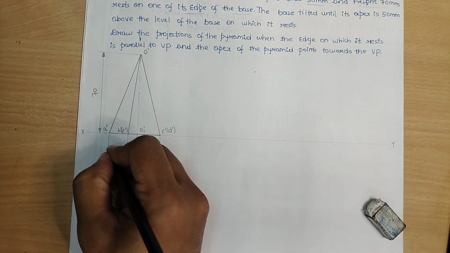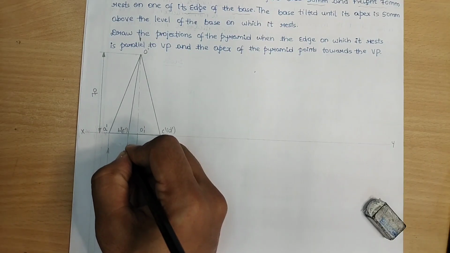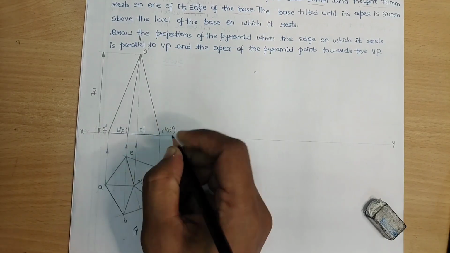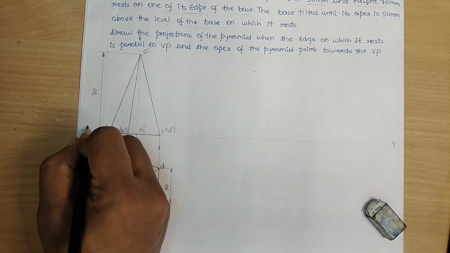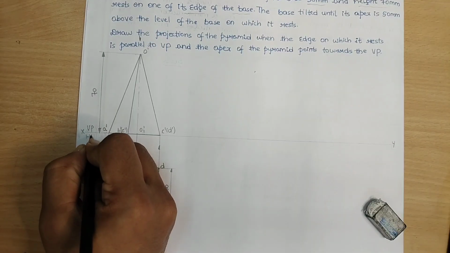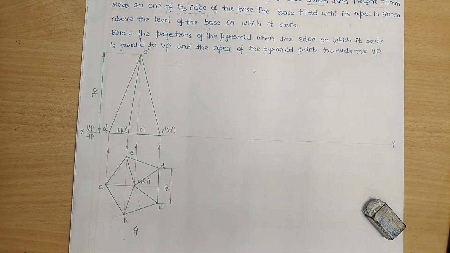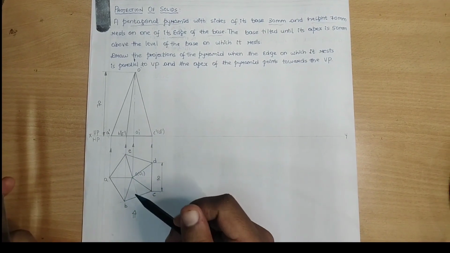So we are moving from top view to front view. Let me show the arrow marks like this. I think the space is available. I will call this one as VP on HP, indicating first angle projection. This completes the initial position.